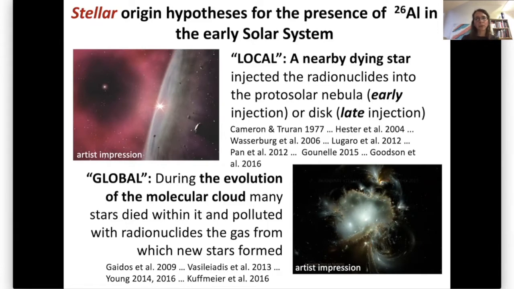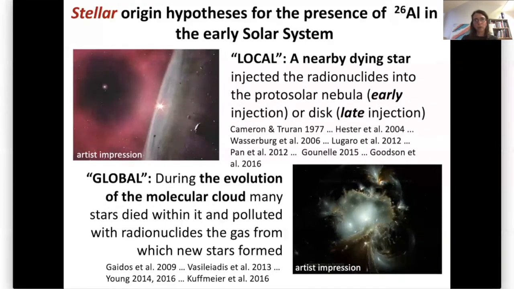This is a hypothesis that can be divided into two typical scenarios. One is the more traditional local scenario. So there was a nearby dying star, maybe a supernova, that injected this nucleus into the sun while the sun was being born. But because this is a scenario that comes with some problems, for example, it's not very easy to have a star that is dying right next to a star that is born, then some people in recent years have thought more about something like a global scenario.